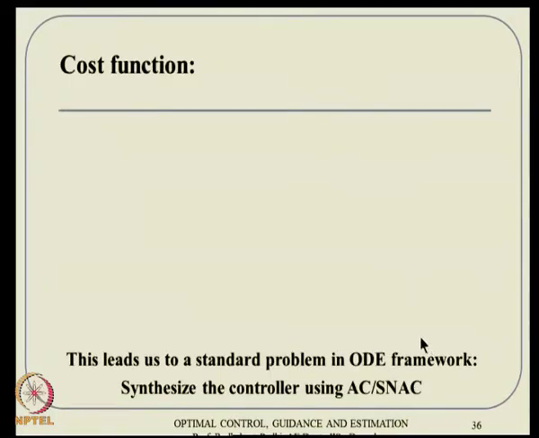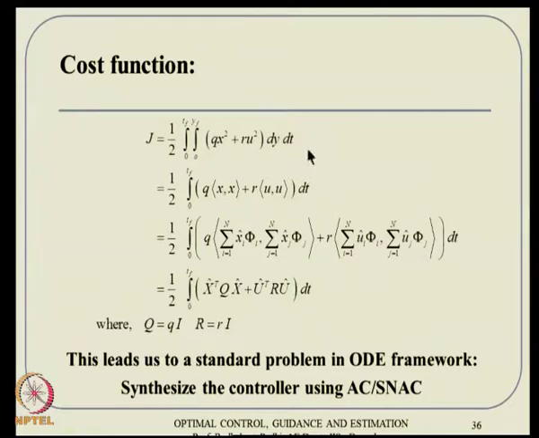So, the cost function is again like this, but we have to have a representative cost function in the time domain. This one is nothing but the inner product of x and x, this is the inner product of u and u. Again, substitute the expansion, x is expanded like this, and u is something like that. You expand the summations, put them together, exploit the orthonormality again, and it is not difficult at all. J turns out to be something like this, where Q is nothing but q times I and R is nothing but r times I.